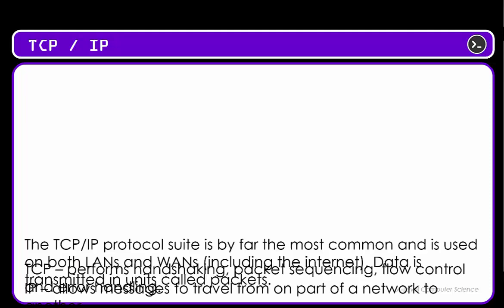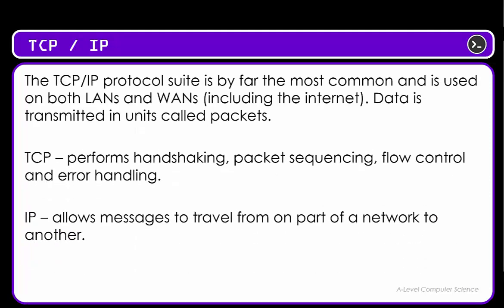TCP/IP is one such protocol. It's a protocol which is a lot more common, and it's used in LANs and WANs, and you should know what that is: local area network and wide area network, including the internet. The TCP portion of the protocol performs the handshaking, the packet sequencing, the flow, and the error handling to make sure that the data is sent securely. The IP allows the messages to travel from one part of the network to the other, so it manages the route and destination IP addresses.